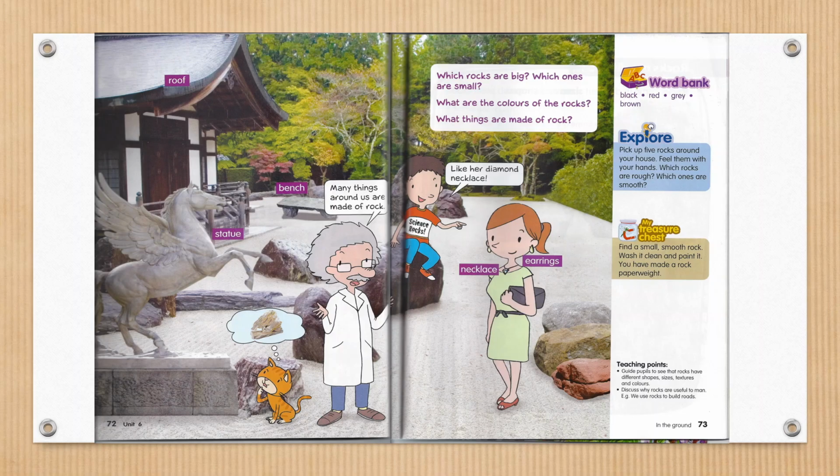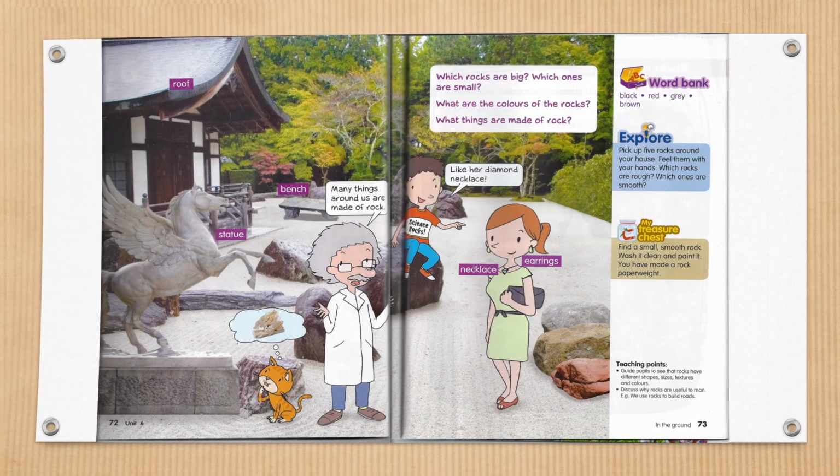And we also have the section My Treasure Chest. It says, find a small, smooth rock, wash it clean, and paint it. You have made a rock paperweight. Okay, so that's an activity that you can do if you want. Let's continue.